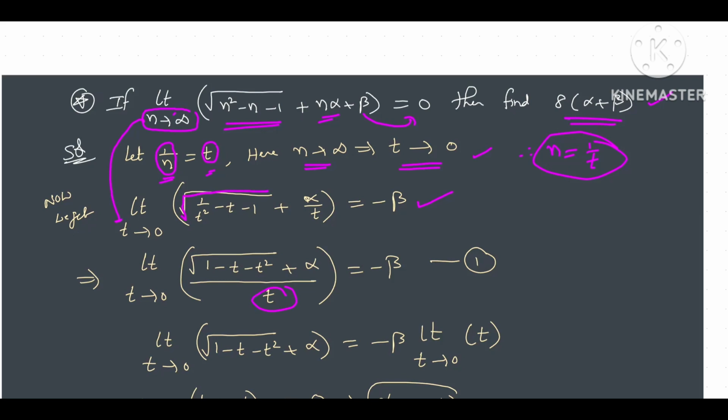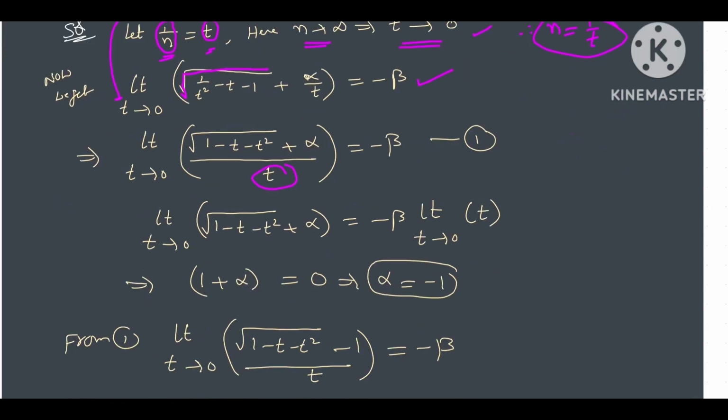So now let us do the cross product. What do we get here? Limit t tends to 0, root under 1 minus t square plus alpha is equal to minus beta times the denominator value, limit t tends to 0 of t. In place of t put 0, right? What do we get here? Minus beta times 0, so 0. So 1 in place of t, right, here 0. So 1 plus alpha is equal to 0. Alpha we get as minus 1.